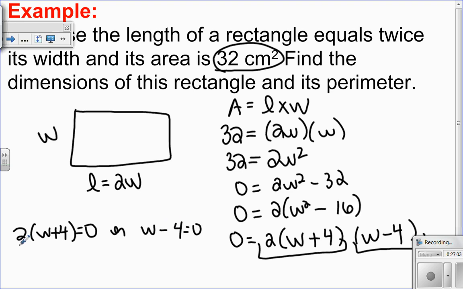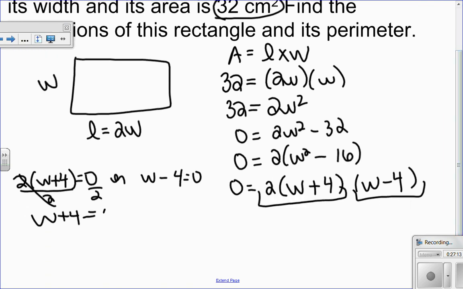So here, let's first of all divide both sides by 2. So I divide this side and this side by 2. So I'm left with w plus 4 equals 0 divided by 2 is 0. And then I will subtract 4 from both sides, and w equals -4.